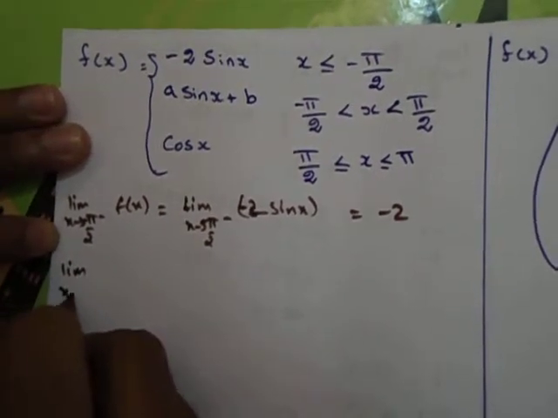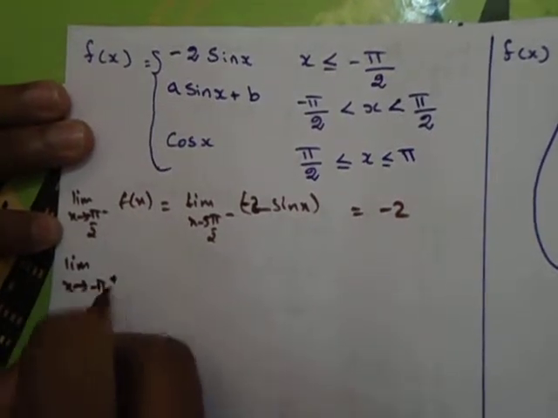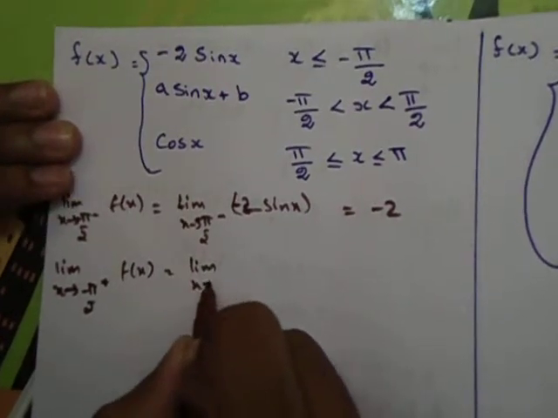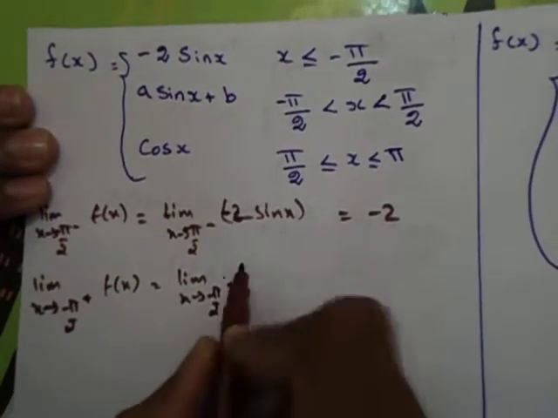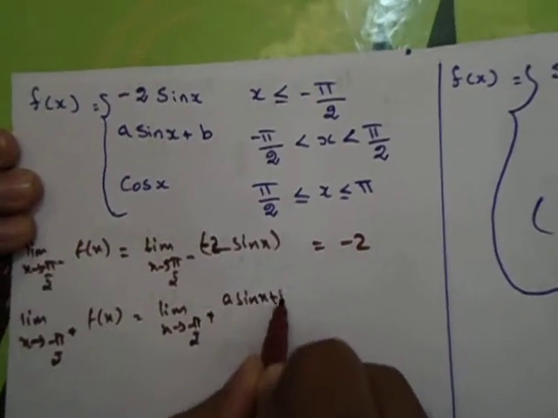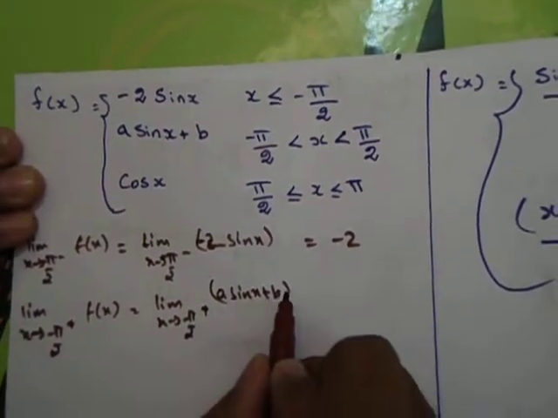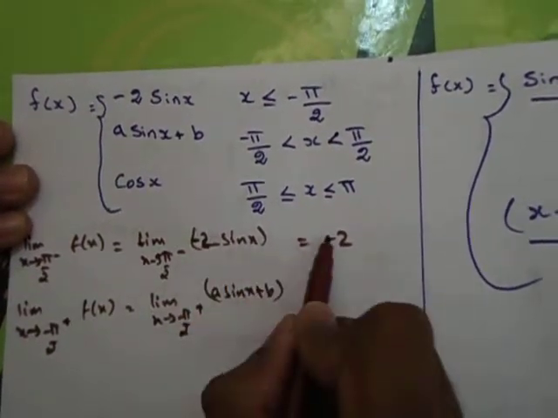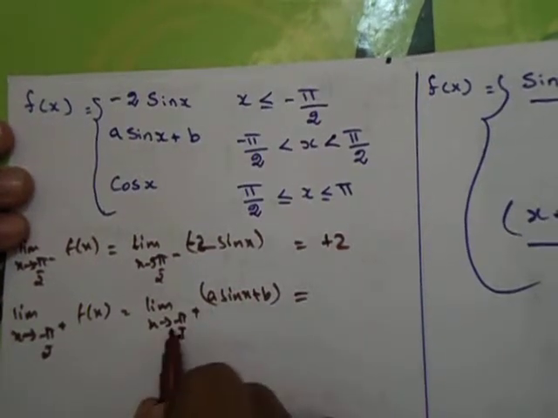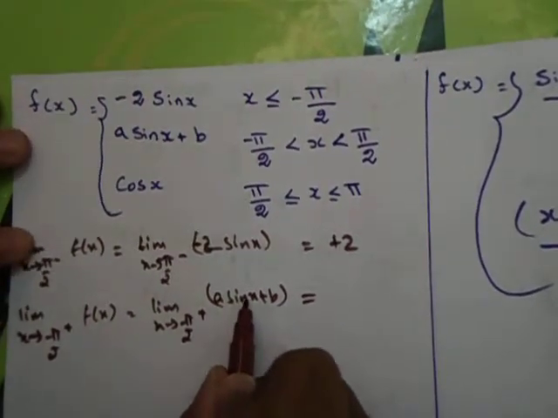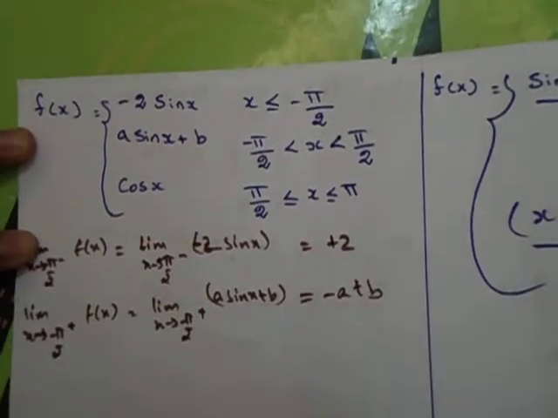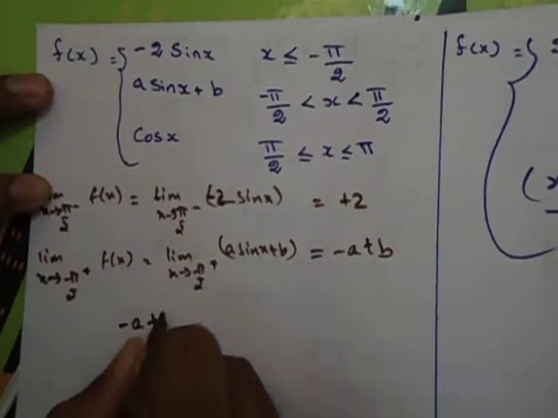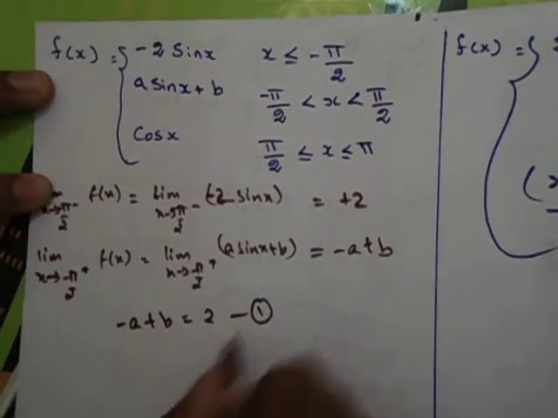Limit x tends to minus pi by 2 plus of f of x is a sin x plus b, so limit x tends to minus pi by 2 plus a sin x plus b. When we substitute minus pi by 2, sin x is minus 1, so we get minus a plus b. These two are equal, so we get minus a plus b is equal to 2. This will be equation 1.